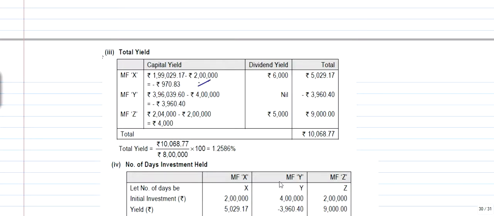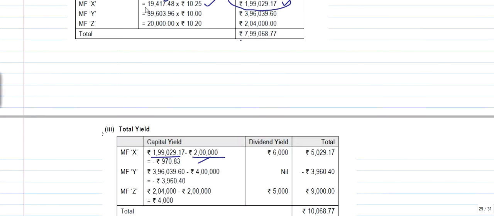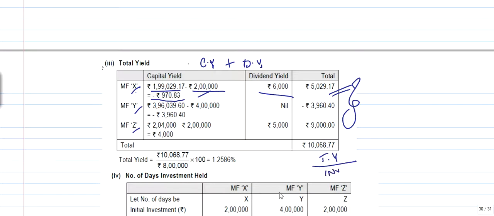So capital yield: 2 lakh invested, we have total closing NAV less than 2 lakh, so this will be minus 970 capital yield. So we received dividend 6000 rupees, 6000 minus capital yield, actually capital yield plus dividend yield. Because of the minus, we are getting less than 6000, 5029. This is the total yield. We have to add everything, X, Y, Z, and then divide total yield by investment into 100, you will get the percentage.